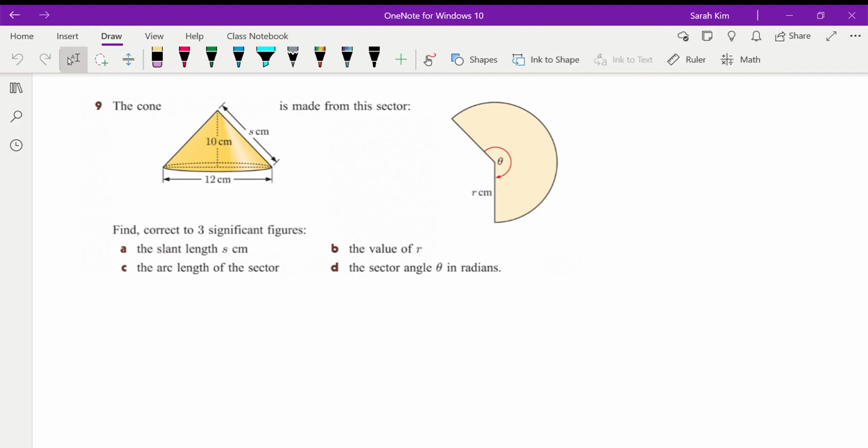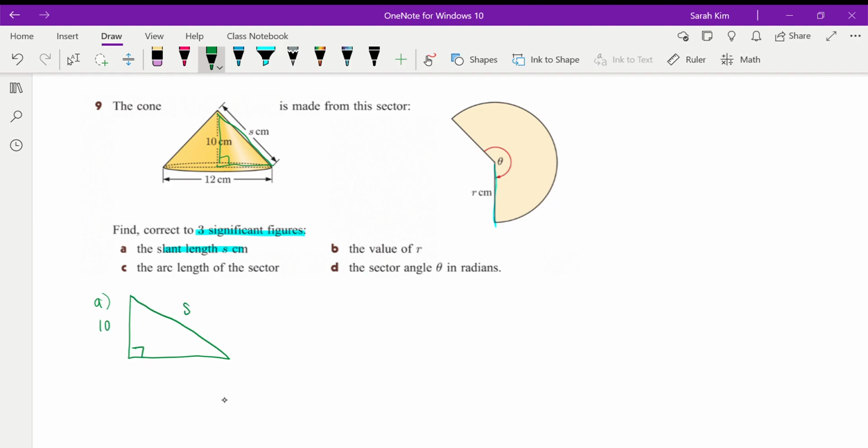Alrighty, with this question, we have a cone, which is made from this sector over here. So we've got the radius, we've got the angle, theta. Find correct to three significant figures a slant side S, so that S side. As you can see, I can see a bit of a right angle triangle, so I'll draw that for you. So that's what I'm trying to find.